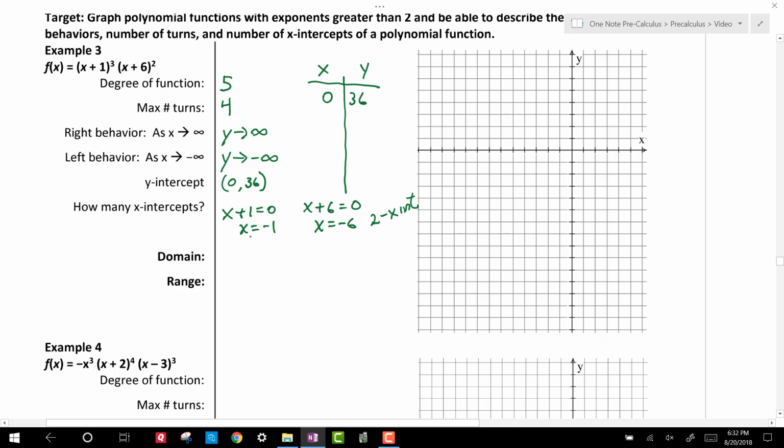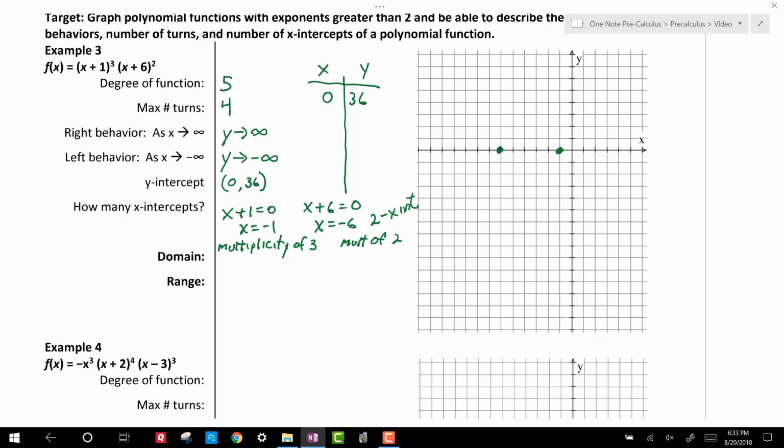So the x equals negative 1 that had a degree 3 on it, we call this a multiplicity of 3. And this guy here, x equals negative 6, this is a multiplicity of 2. So it counts for a total of 5 solutions. So I have an x-intercept at negative 1, an x-intercept at negative 6, a y-intercept at (0, 36), and I might want a couple other points on here just to see what's going on here.